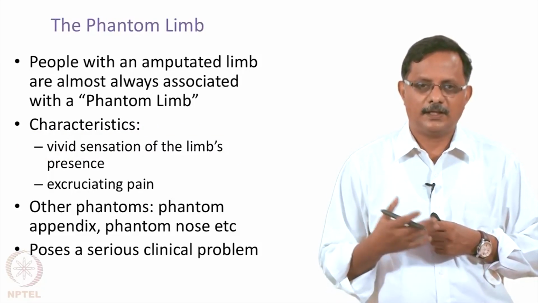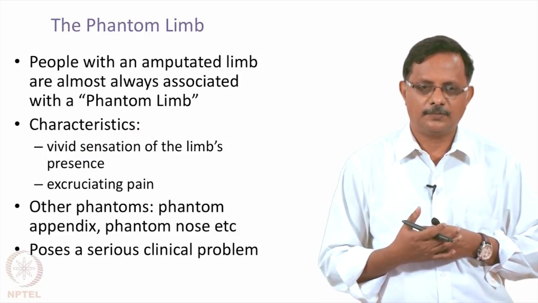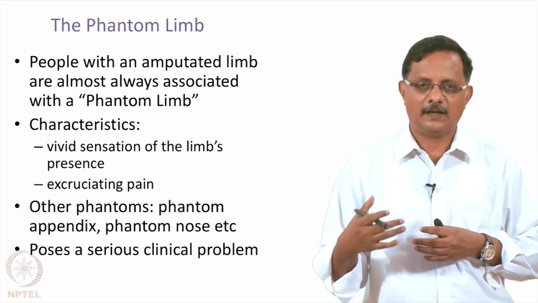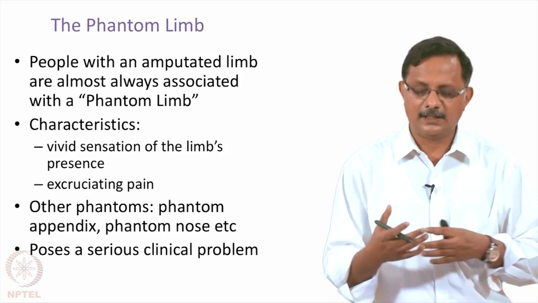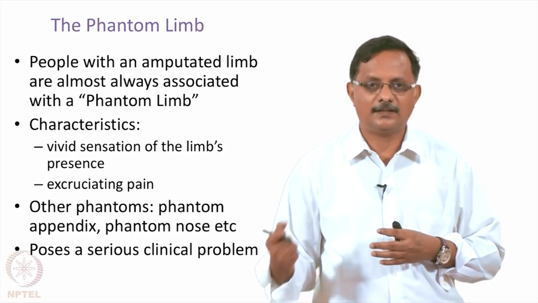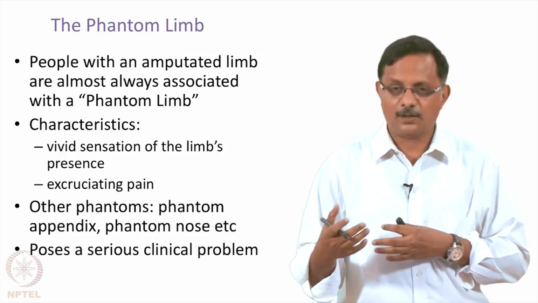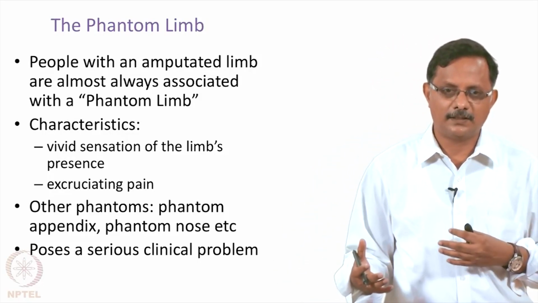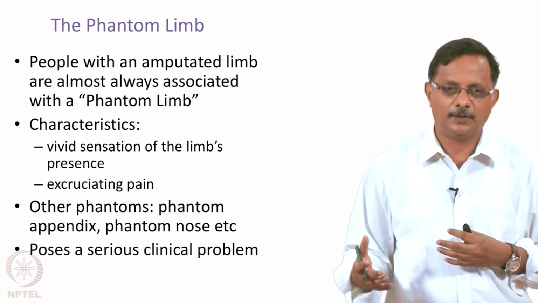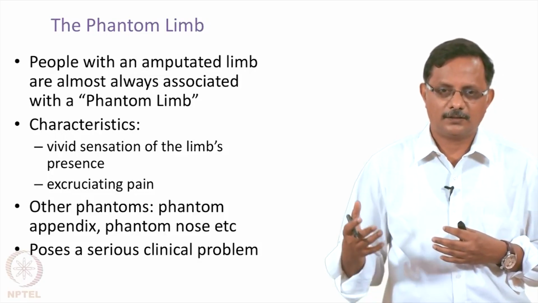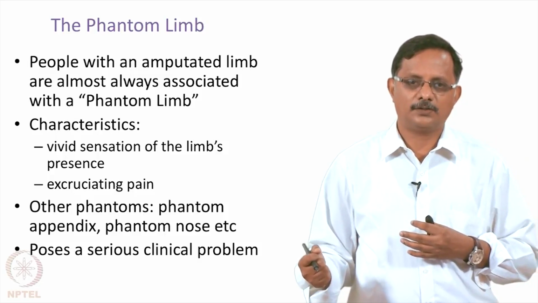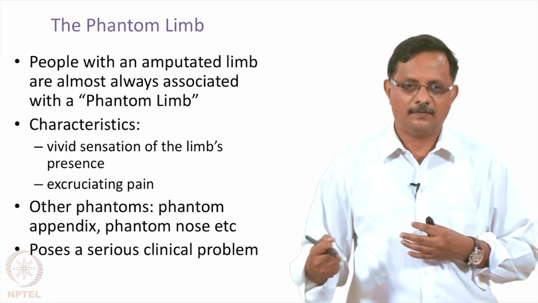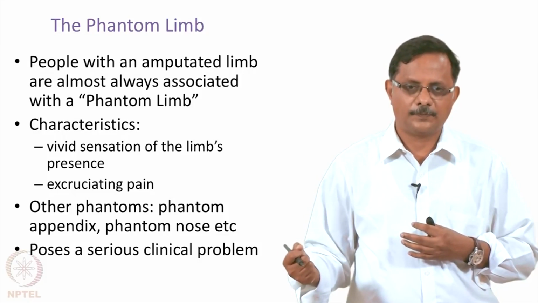Phantom limb is a very intriguing neurological phenomenon. People who undergo an amputation of the limb very often have the sensation that the missing limb is still there. They feel that the limb is there, only they cannot see it, as though an invisible missing limb is still present. This is called the phantom limb, and they feel the hand, and also very often there is a lot of pain associated with this phantom limb.